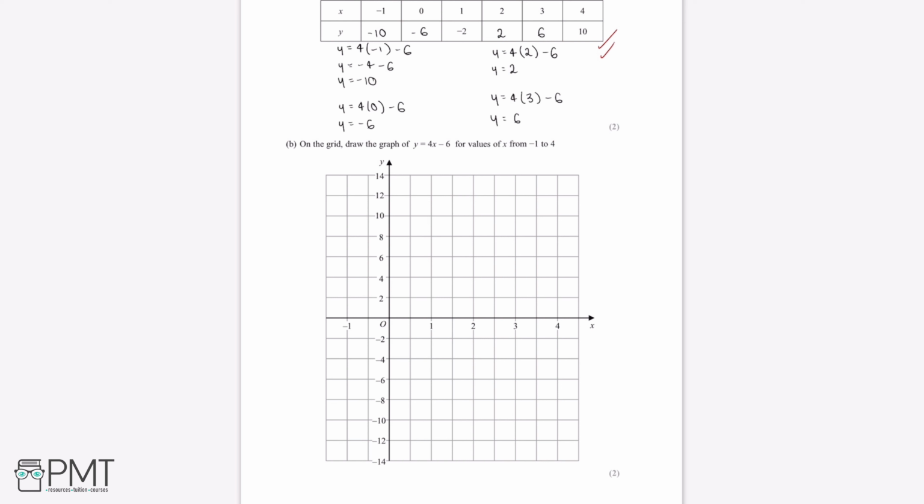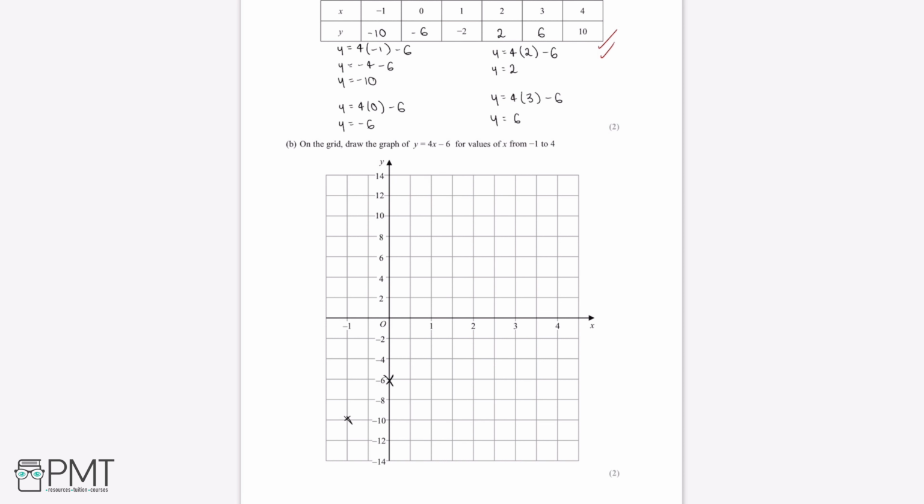So on the x-axis we're going to want to look for negative 1, and then on the y-axis we want the value negative 10. So the point which we'll plot will be here. Next we have when x is equal to 0, y is negative 6. So we're going to want 0 on the x-axis and then negative 6 on the y-axis, which is the point here.